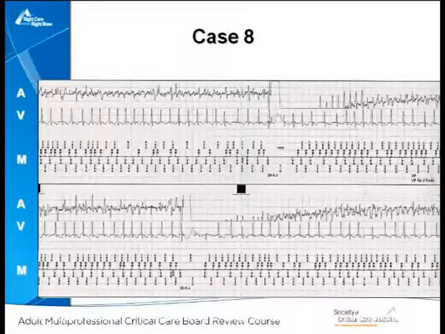Well, so let's look at the tracing and see what's going on. The top tracing is the atrium, and it's very disorganized and very rapid, consistent with atrial fibrillation. The next tracing is the ventricle.